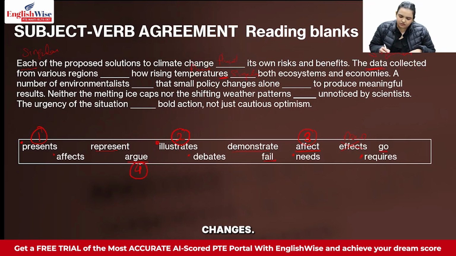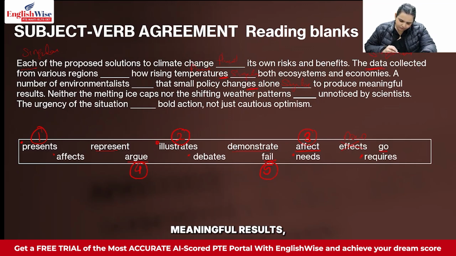That small policy changes, again policy changes, this is plural. So I need a singular verb here. Let me look at my singular verbs. Dash to produce meaningful results. So what they're saying is that the policies are not able to produce meaningful results. So in that case, the policies are not doing their best. So that means the policies are failing. So I will go with fail as my fifth answer. Is it fifth? 1, 2, 3, 4, 5. Yes.